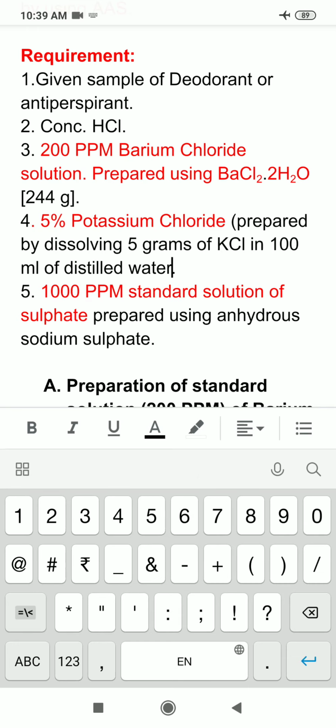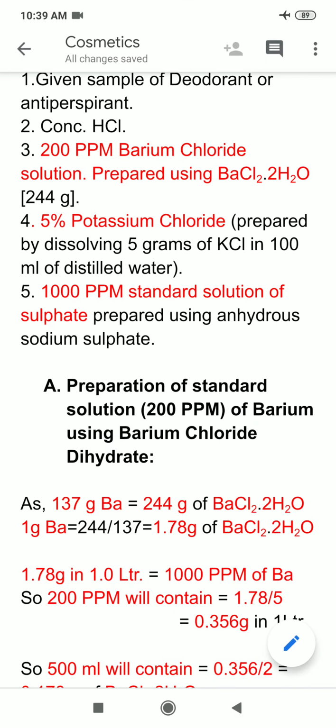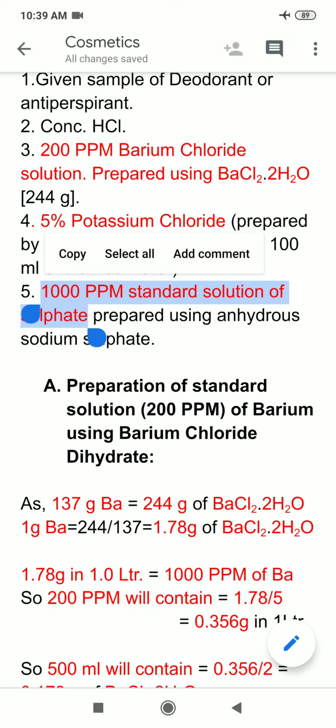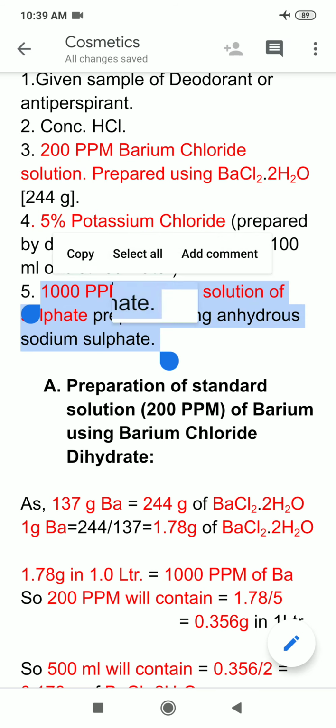And then we need standard solution of sulphate, say 1000 ppm, which can be prepared by using anhydrous sodium sulphate, that is Na2SO4.